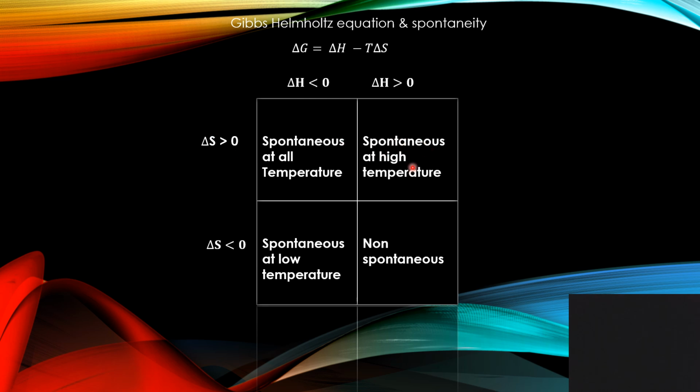The reaction is said to be spontaneous at high temperature when delta H is positive and delta S is positive. Both are positive. The reaction is said to be spontaneous at low temperature when delta H is less than 0, that means negative, and delta S is less than 0.